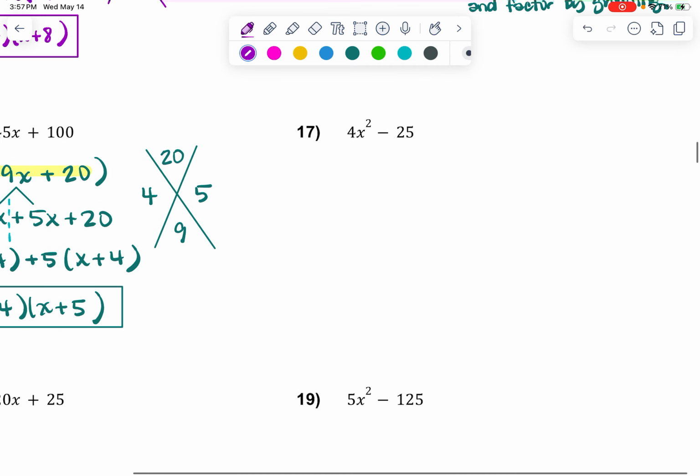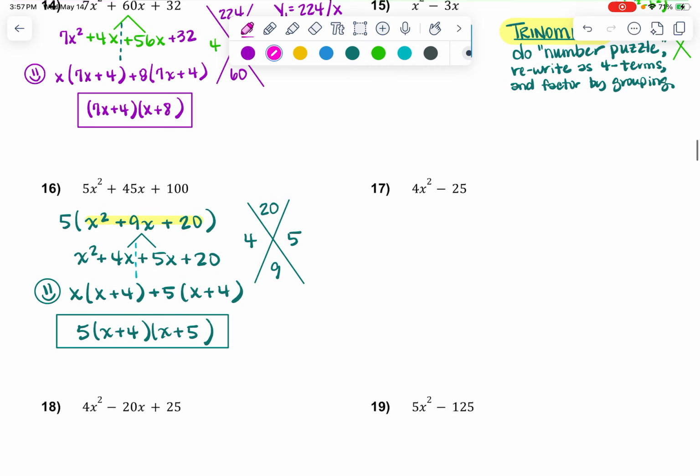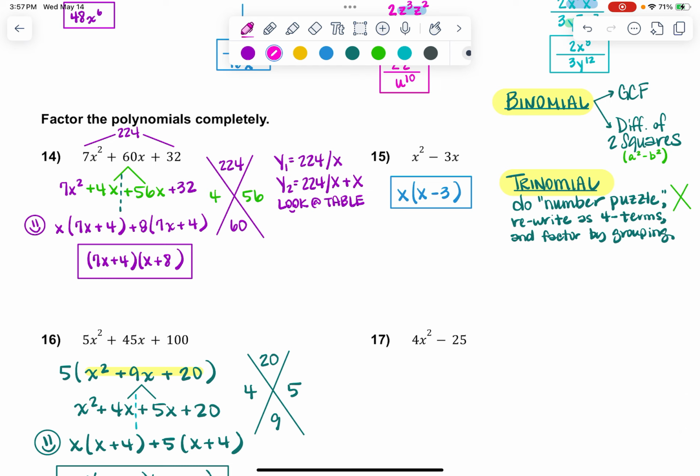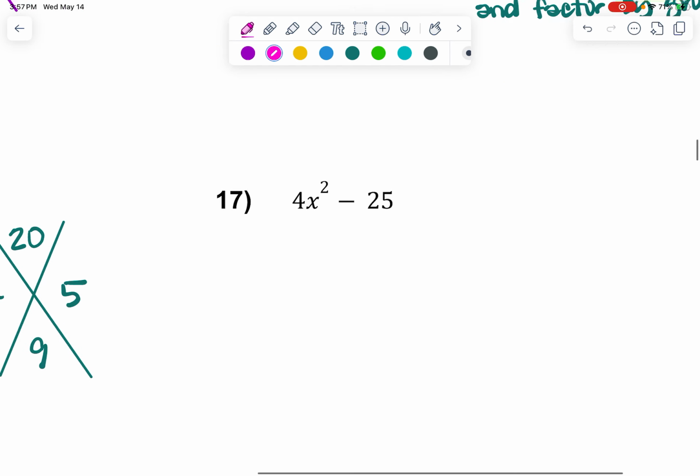All right, number 17, this is a binomial. So again, if we look back up here, it's either a GCF or it's a difference of two squares. Well, there's nothing in common. 4 and 25 have absolutely nothing in common factor-wise. So this is a difference of two squares. And I know it's a difference of two squares because remember, a perfect square means I can multiply something by itself to get that. And 2x times 2x is 4x squared. And then, of course, 5 times 5 is 25. So this is how I know it's a difference of two squares. Plus, it's a subtraction problem, which is what difference means.